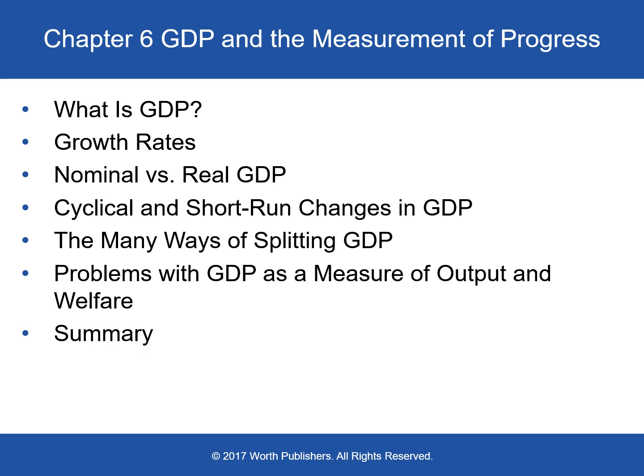In Chapter 6, we're going to study the concept of GDP and how it relates to measuring progress. And we'll cover the basic ideas: what is GDP, growth rates, the difference between nominal and real GDP, cyclical and short-range changes in GDP, the different ways you can split GDP up when you analyze it, problems with using GDP as a measure of output and welfare, and we'll sum up at the end.